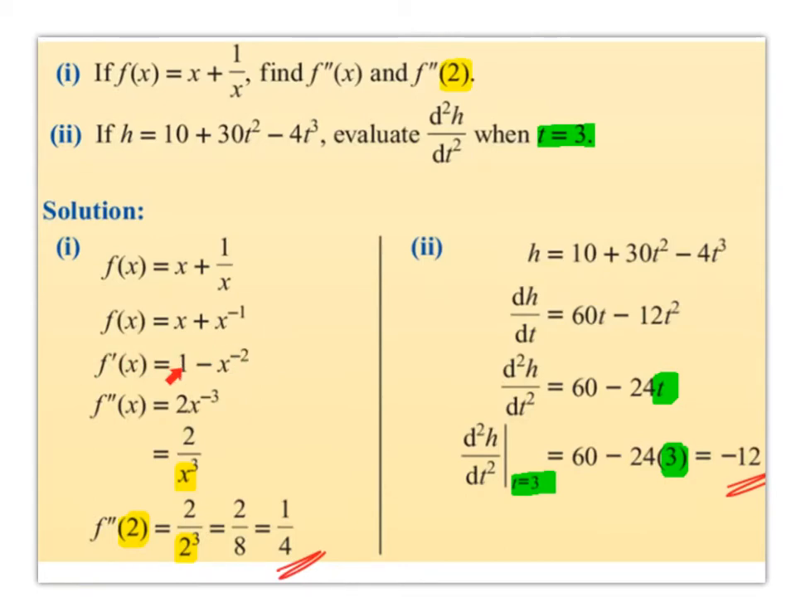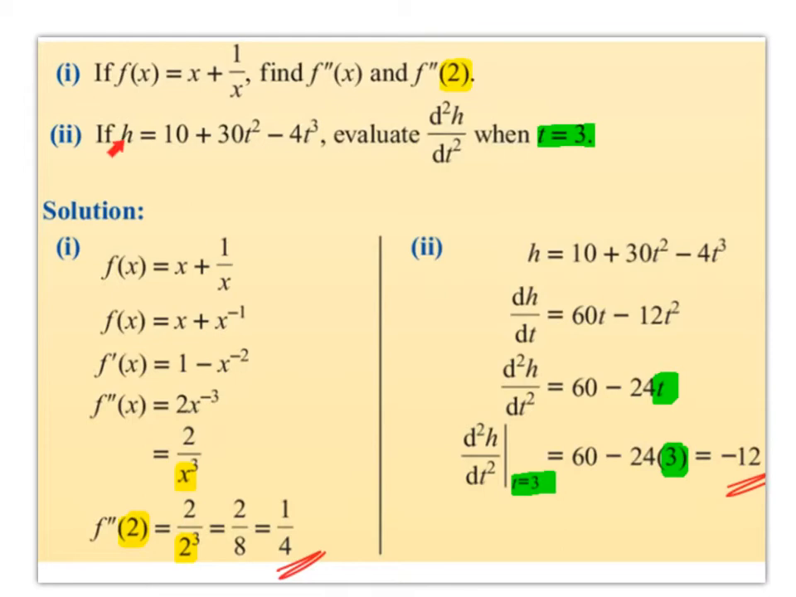So the derivative of 1 is 0, and the derivative of minus x to the power of minus 2 is positive 2x to the power of minus 3, which can be rewritten as 2 over x to the power of positive 3. So now we're going to sub in 2 in place of the x, so we get 2 over 2 cubed, which gives us 2 over 8, which is a quarter.